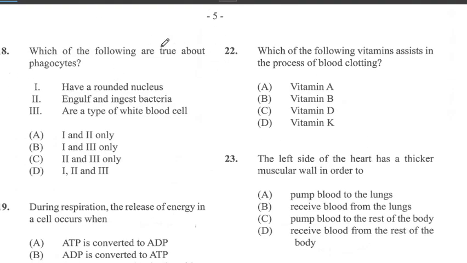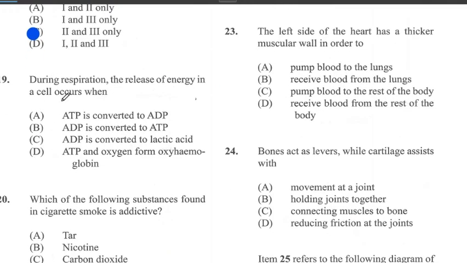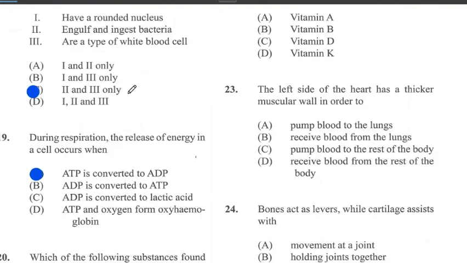So which of the following are true about phagocytes? Have a nucleus around, no. Engulf and ingest bacteria, yes. Are a type of white blood cell, yes. So I and I, those two are included. During respiration, release of energy in a cell occurs as ATP is converted to ADP. This is a very easy one.